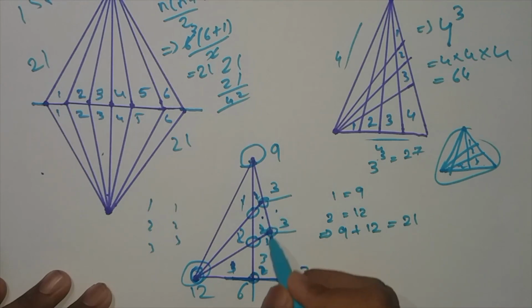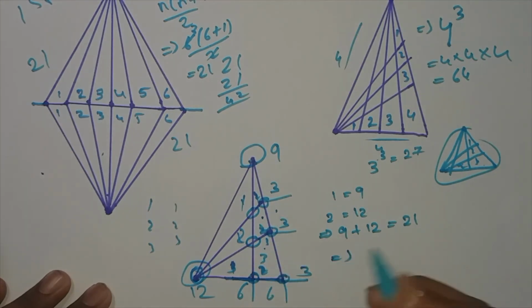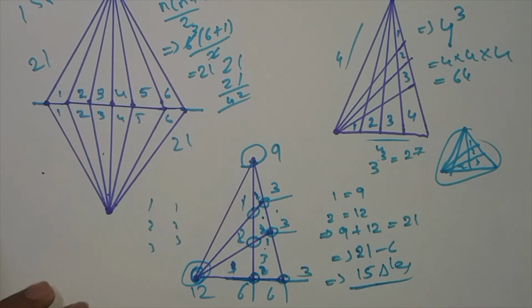That means there are 1, 2, 3, 4, 5, 6. There are 6 intersections. So subtract these 6 intersections from this total. The answer is 15 triangles. So in total there are 15 triangles in this.